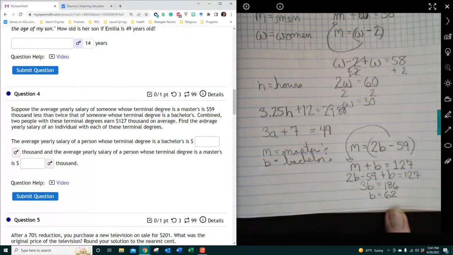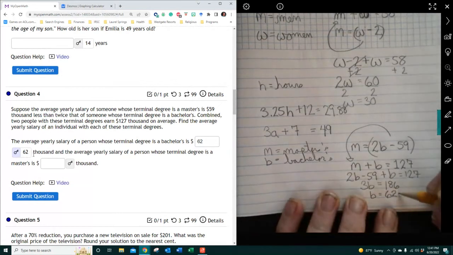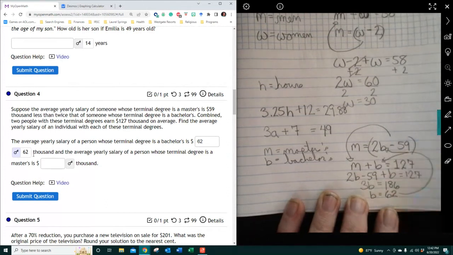Now that means the bachelor's is 62,000. And you don't have to put the 1,000, you just put in 62 because the 1,000 is already there. So the answer is 62, as I've indicated. Now, to find out the master's, we can do it one of two ways. We could plug it in here, or we can plug it in here. It's your choice.